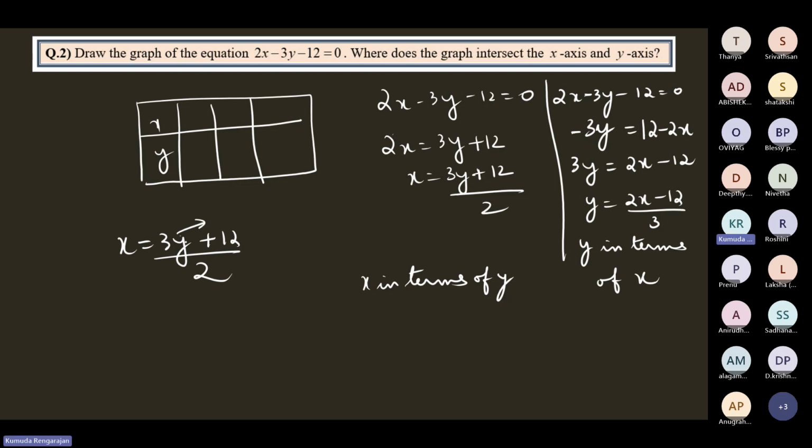So when y is 0, it will be 3 into 0, 0, plus 12, so 12 by 2, 6. When y is 0, x is 6. Now say y is minus 2. 3 into minus 2 is minus 6, plus 12 is 6, by 2 is 3.